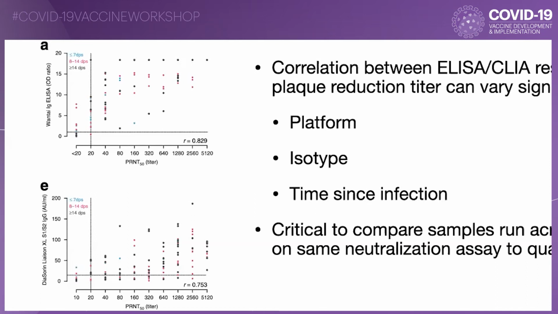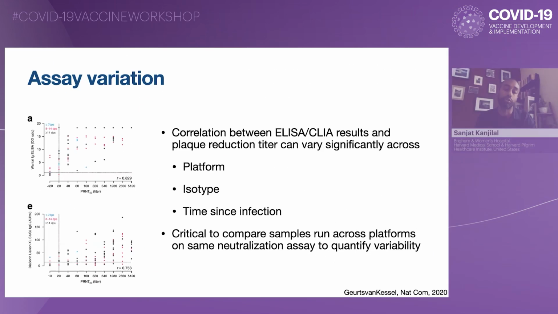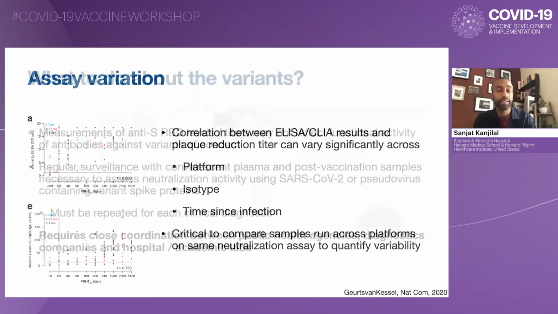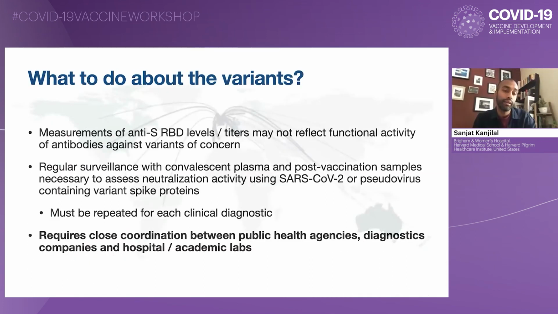And it basically means that for any assay a hospital or a lab plans to use, they have to do their own plaque reduction titers to compare and interpret the results put out by the instrument. And furthermore, to be able to compare across instruments, we need to run samples from each of them with the same neutralization assay to quantify the variability across platforms. And then, of course, what to do about the variance.